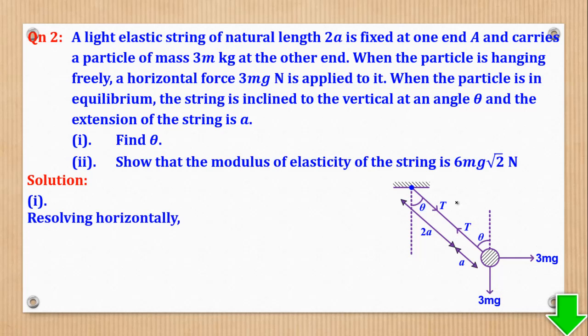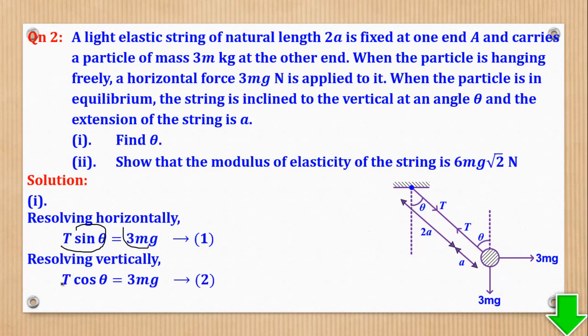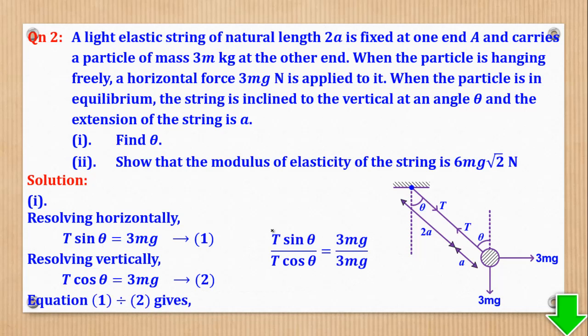So now I can resolve. Resolving horizontally, I get T sin theta equals 3mg. Resolving vertically, I get T cos theta equals 3mg. Those are two equations. Is it possible to divide the two? When I divide, I'll be able to eliminate the T. This will cancel, so I remain with tan theta equal to 1, meaning that theta is 45 degrees. And that's what they wanted in Roman 1.